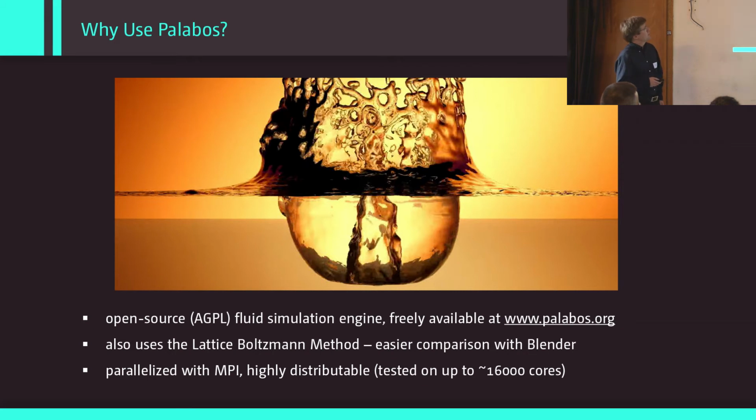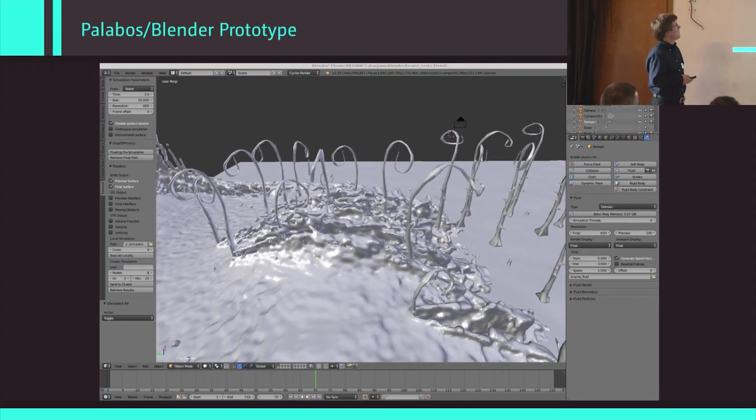Now we put these two together and we get this. It is the Palabos Blender prototype. We will come up with a name shortly. So if you recognize this, it is the Blender interface. Right here is a nice water scene of water coming. You will see what it looks like animated later.